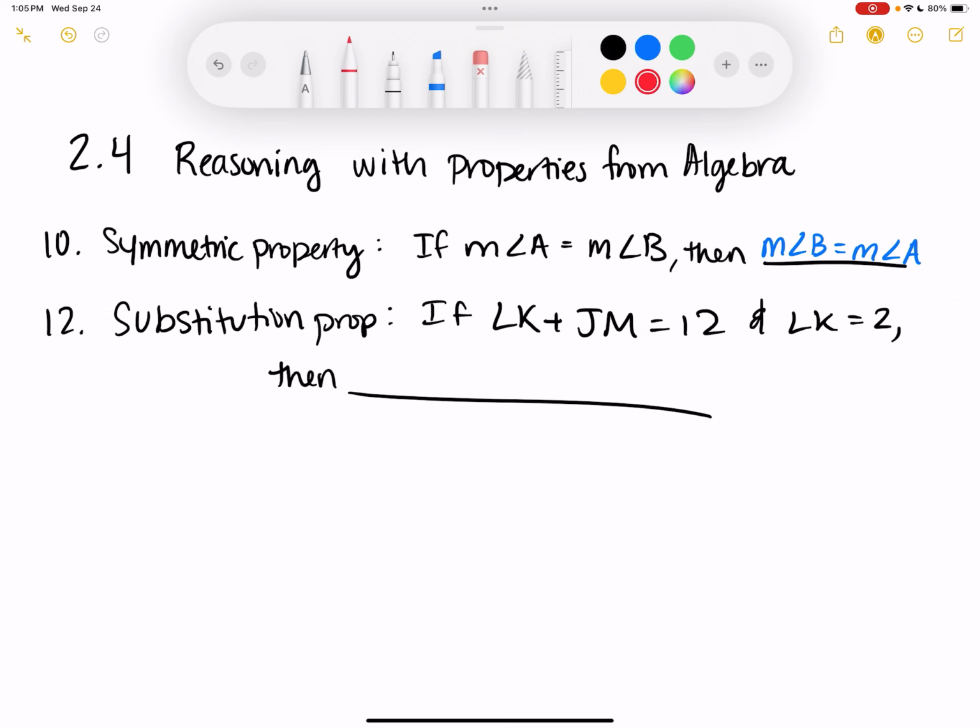What has to be true? We already know LK is equal to 2. JM is equal to 10. So basically we would have 2 plus JM is equal to 12. So JM is equal to 10. Now you could have just gone straight to this part here. I just wrote this so that we can see how we got that.